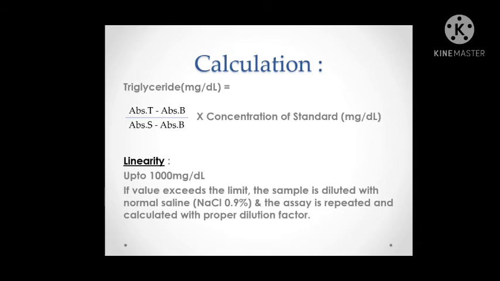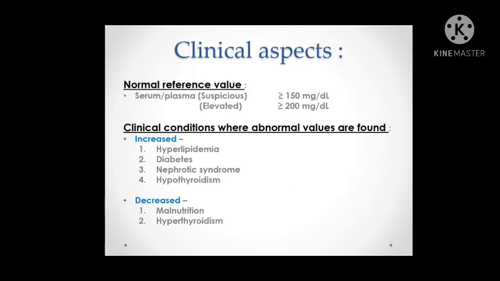Triglyceride in mg per dl is measured as absorbance of test minus absorbance of blank, divided by absorbance of standard minus absorbance of blank, multiplied by the concentration of the standard in mg per dl. Linearity of the sample is up to 100 mg per dl. If the value exceeds the limit, the sample is diluted with normal saline and the assay is repeated and calculated with proper dilution factor.